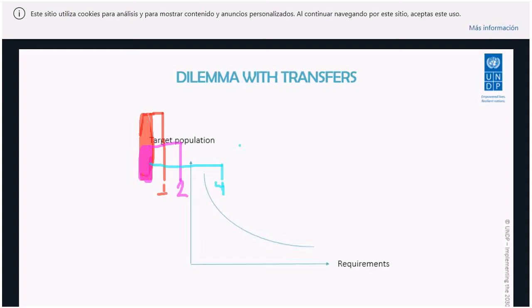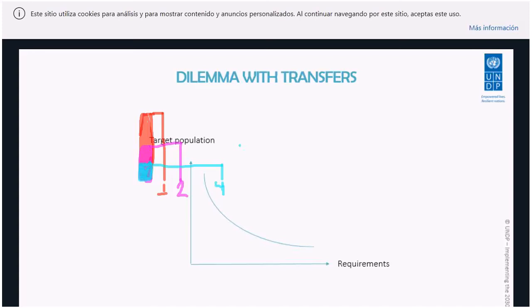Okay, so this is a nice, not a nice, sorry, the adjective. This is a straightforward way to represent this dilemma. The dilemma on the target population you want to cover and the type and number of requirements you have to implement in order to keep the target population feasible in terms of fiscal resources, right?